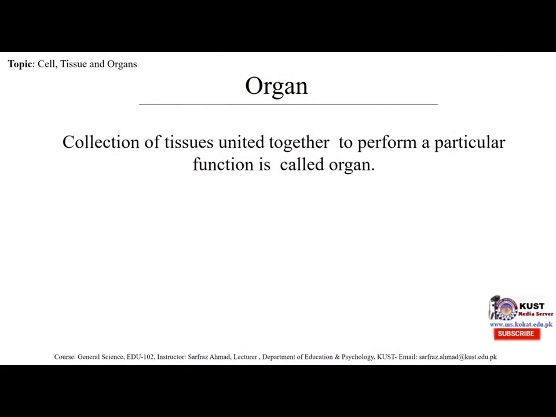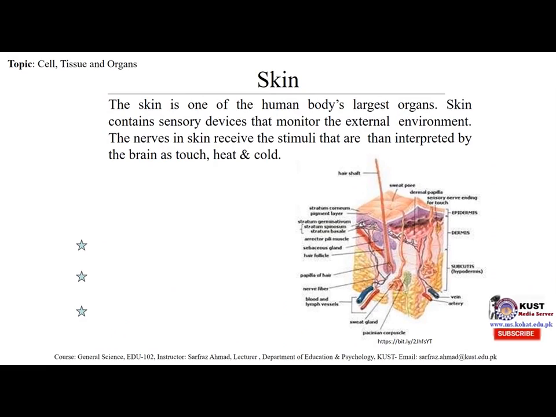Then comes the organ. An organ is a collection of tissues united together to perform a particular function. Then skin is there. Skin is one of the human body's largest organs. Skin contains sensory devices that monitor the external environment. The nerves in skin receive the stimuli that are then interpreted by the brain, such as touch, heat and cold.